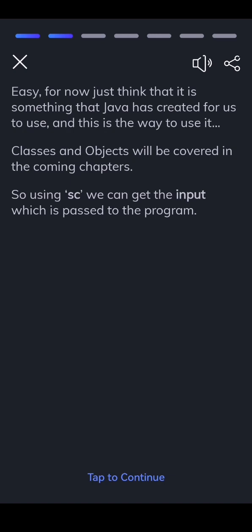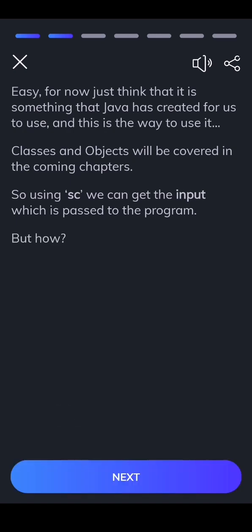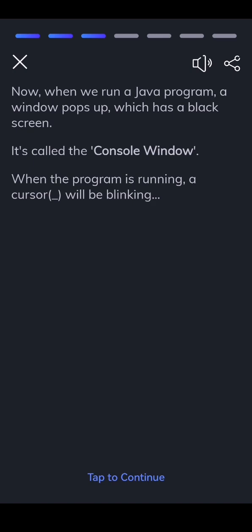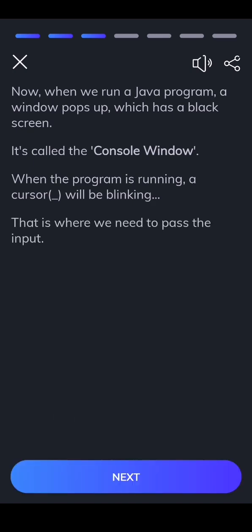So using sc we can get the input which is passed to the program. But how? Now, when we run a Java program, a window pops up, which has a black screen. It's called the console window. When the program is running, a cursor underscore will be blinking. That is where we need to pass the input.